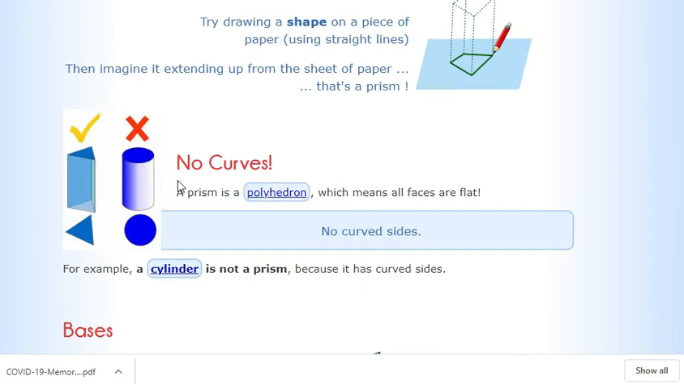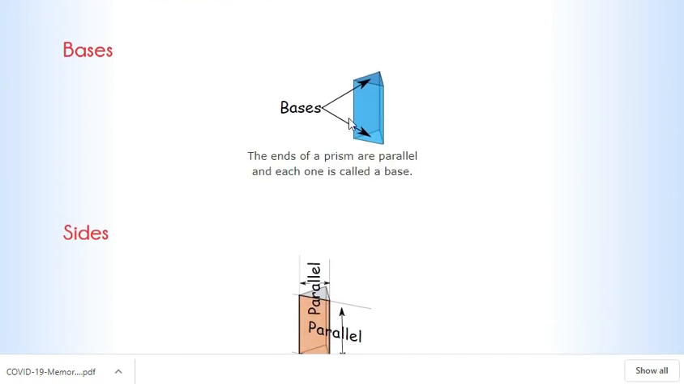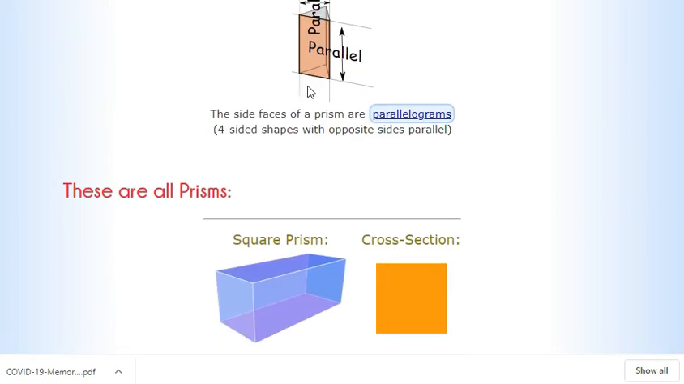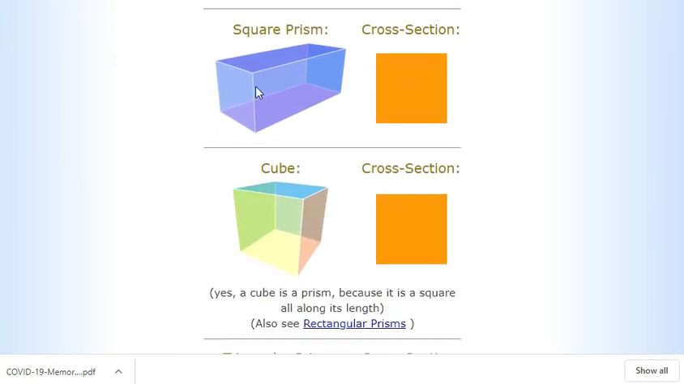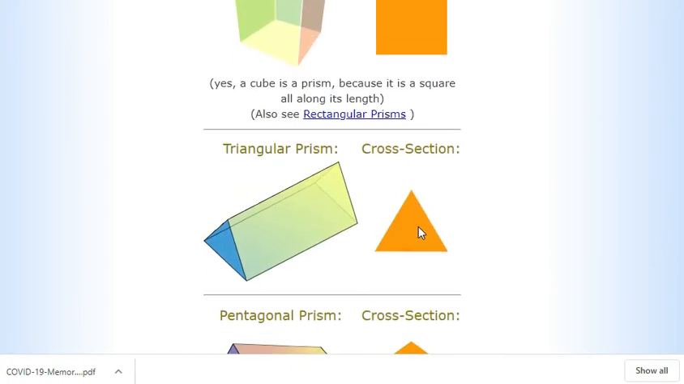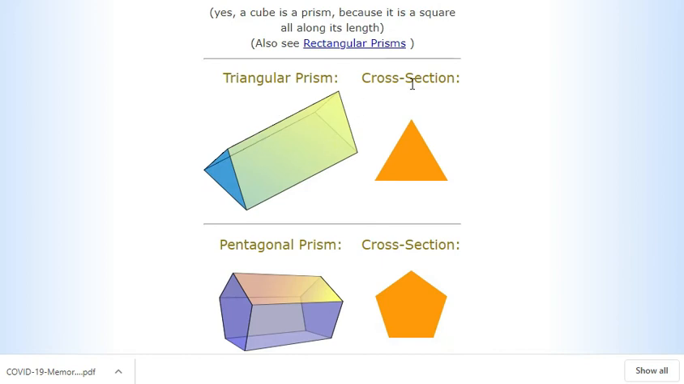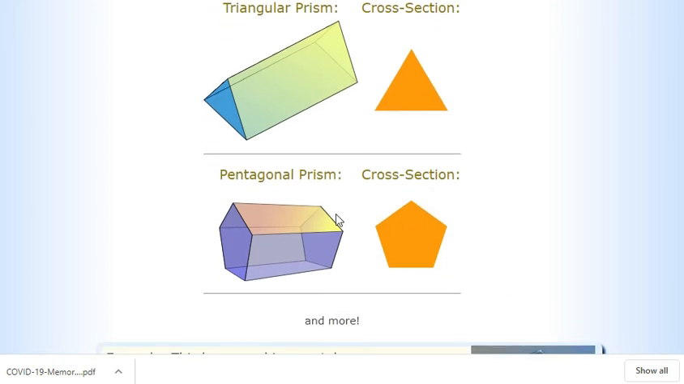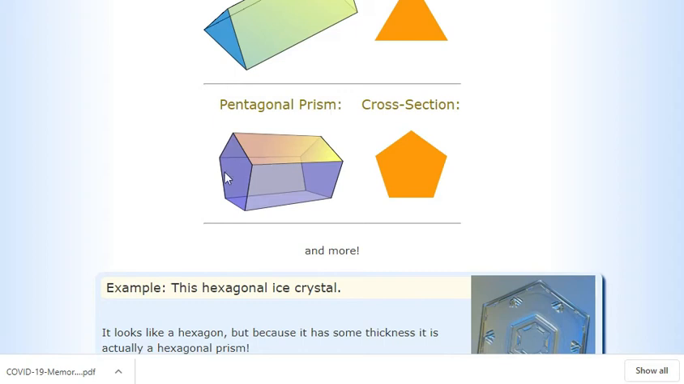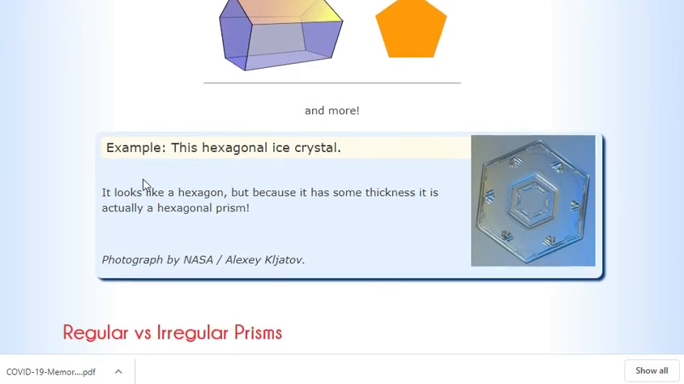So there's more that you have to take note of. A prism doesn't have any curve, so a cylinder is not actually a prism. Bases should be identical, it should be the same. Sides should be parallel, right? These are all prisms. Square prism. Cross section is a square. Cube is actually a prism also. Then we have a triangular prism. We have a pentagonal prism. The cross section is a pentagon.